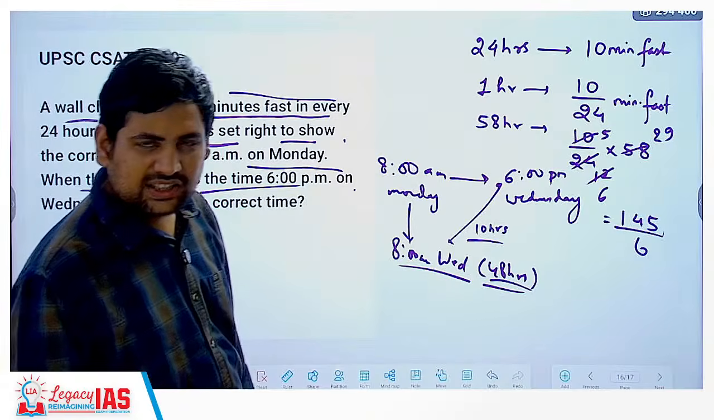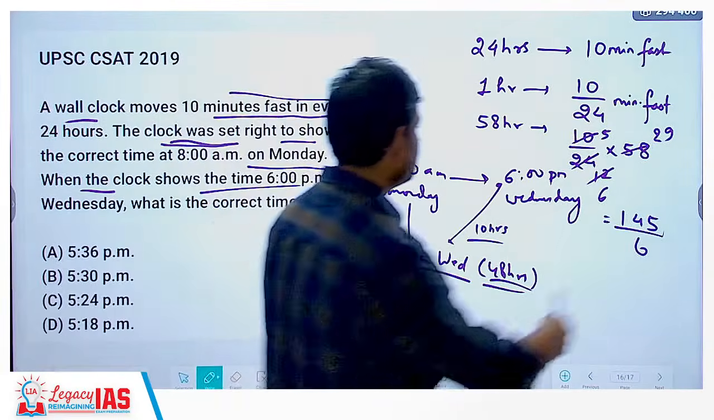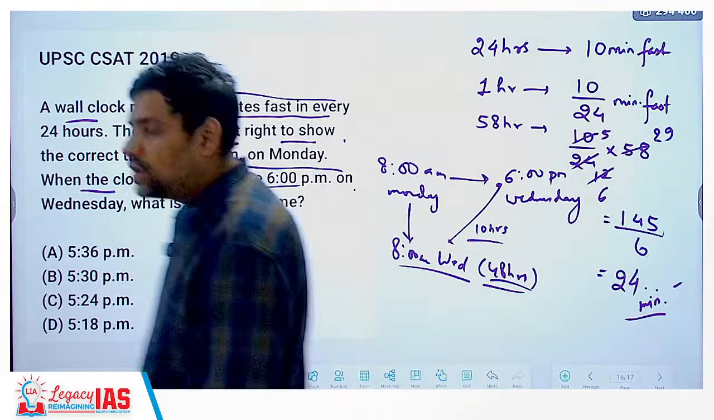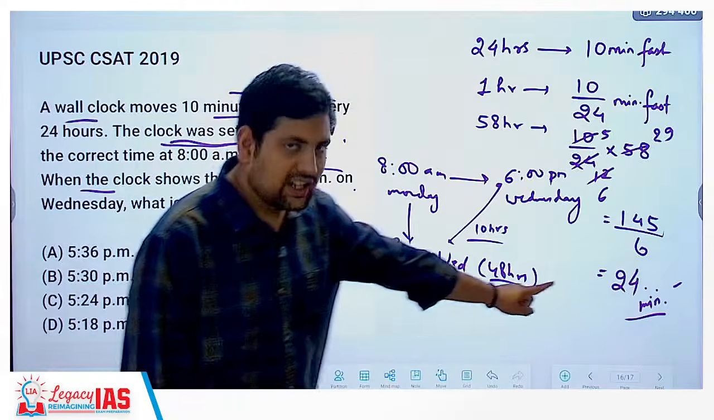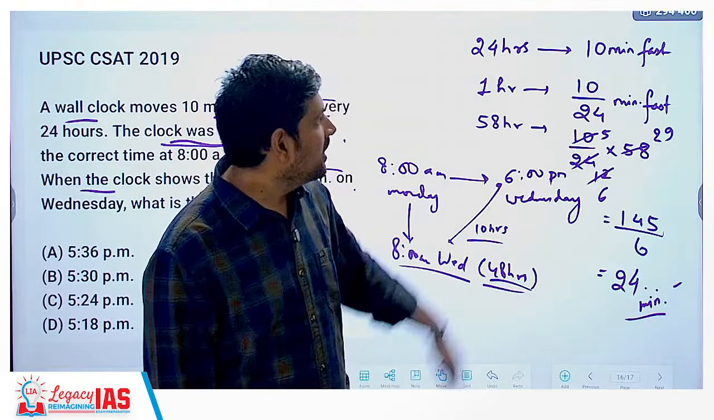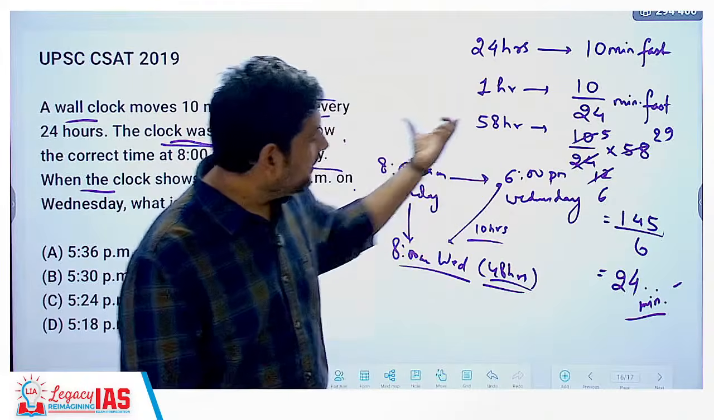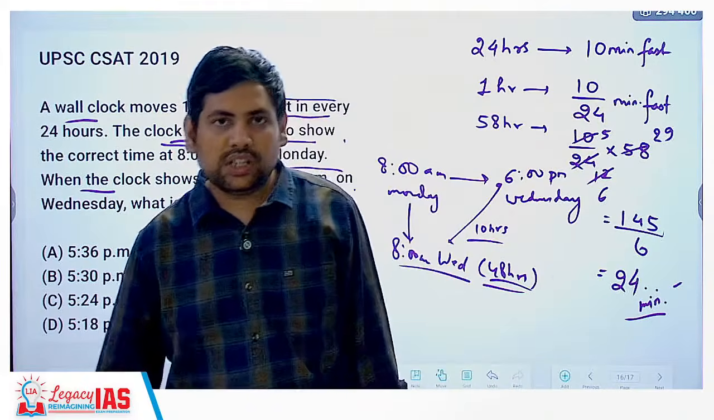Correct? This is the time that you will get. Now, how many times will this go? This will go 2 times. 2 will remain with the 25. This will go 4 times, and then some point something. So that means 24 minutes is how wrong it is. Correct? It was 10 minutes fast in these many hours. Then in 58 hours, it is actually 24 minutes fast.